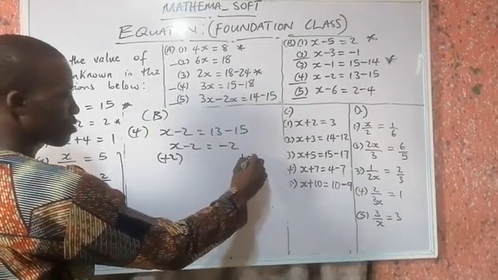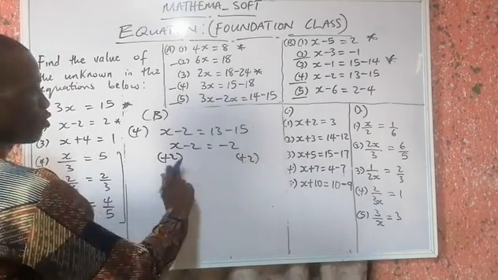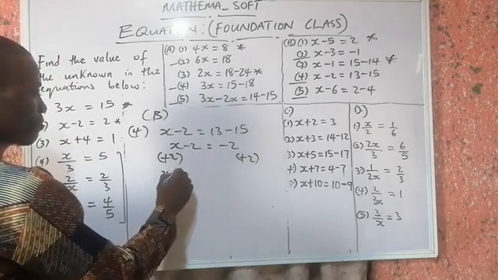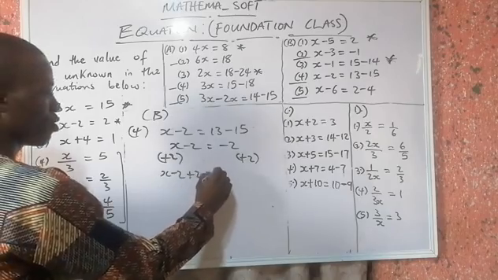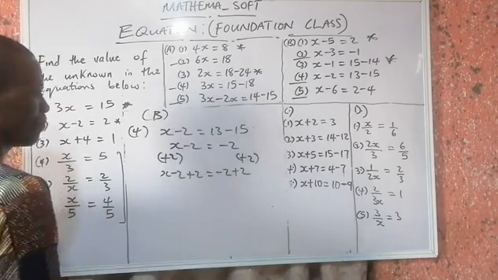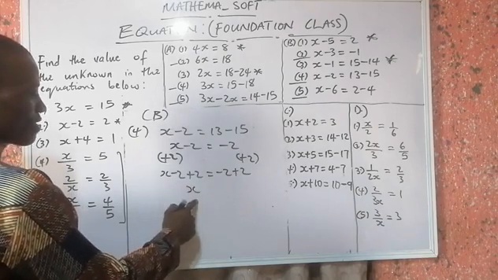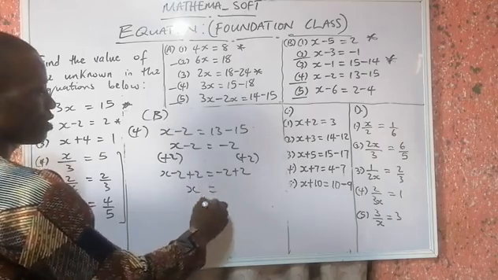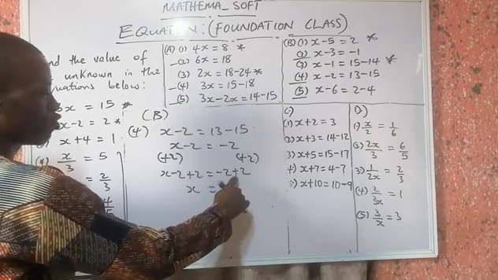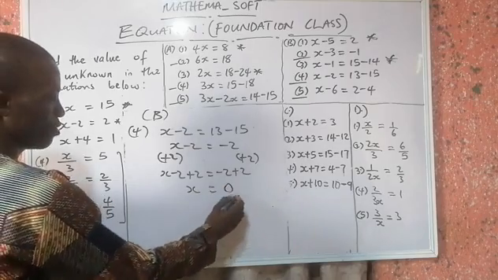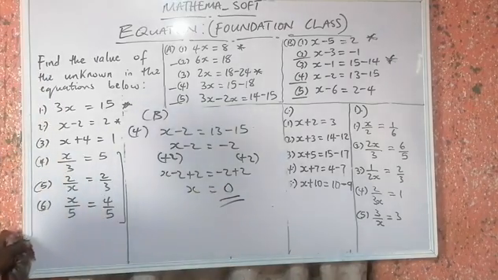Okay, I will use plus to remove it. So I add 2 to both sides. So I have x minus 2 plus 2 equals minus 2 plus 2. Minus 2 plus 2 will give me 0. So we have x equals, what I have here also, minus 2 plus 2 will give me 0. That means that our x is equal to what?